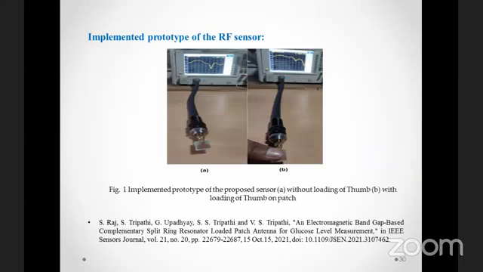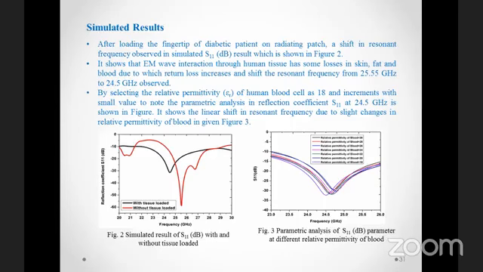It was tested using practical applications. And you can see that when relative permittivity of the blood changes, the resonant frequency changes. And based on this variation in resonant frequency from the S11 graph, this blood glucose level can directly be observed.